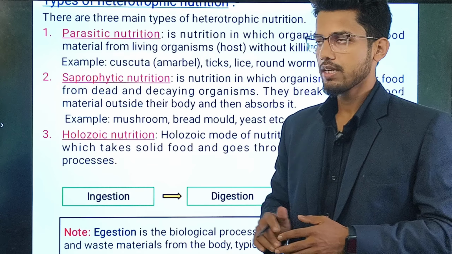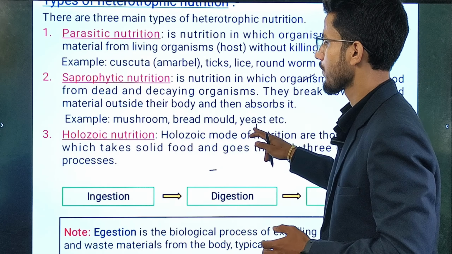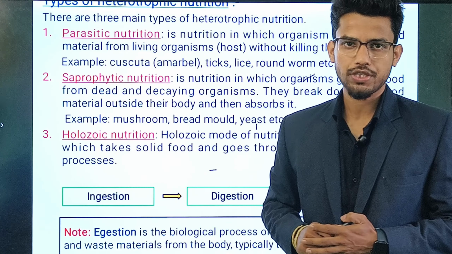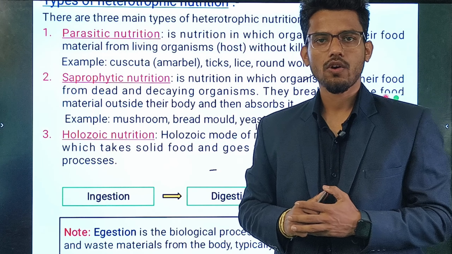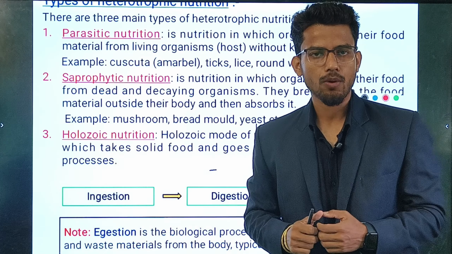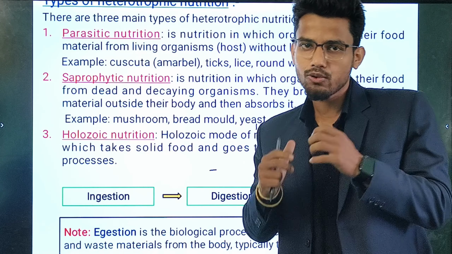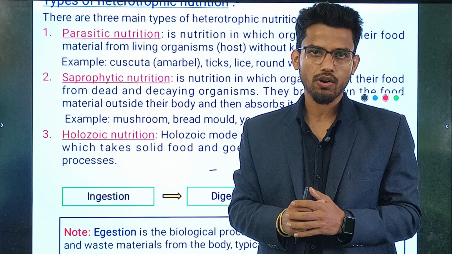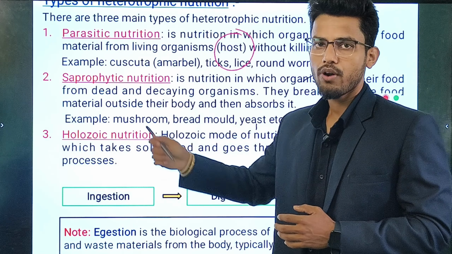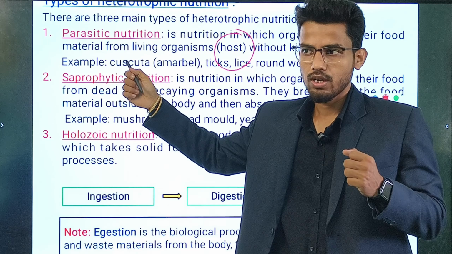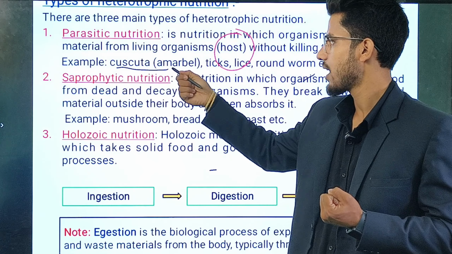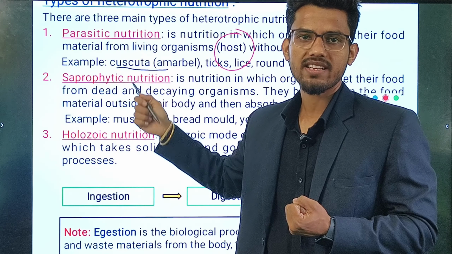here we have the types of nutrition, in which the first is parasitic nutrition. Parasitic organisms are those which obtain their food by living either inside or outside the body of a particular organism, which we call the host. For example, we have the most prominent example that we have been learning since class 7th: Kaskata, or the local name Amarbel.